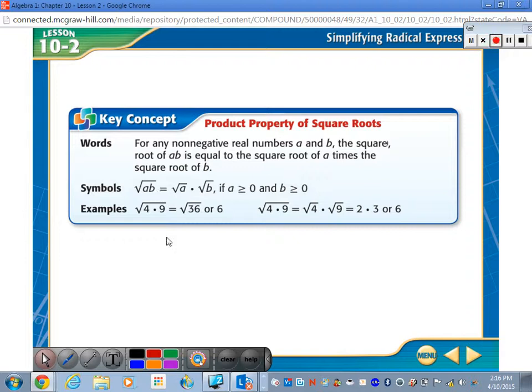That's much later on. And then you see an example of where they had 4 times 9. So it's the square root of 36, which is 6. Okay? Or 4 times 9, you take the square root of 4, square root of 9, gives you 2 times 3, which is 6. So notice they're both 6. This is an example of putting it together. This is an example of doing it separate. Okay, so let's do one.